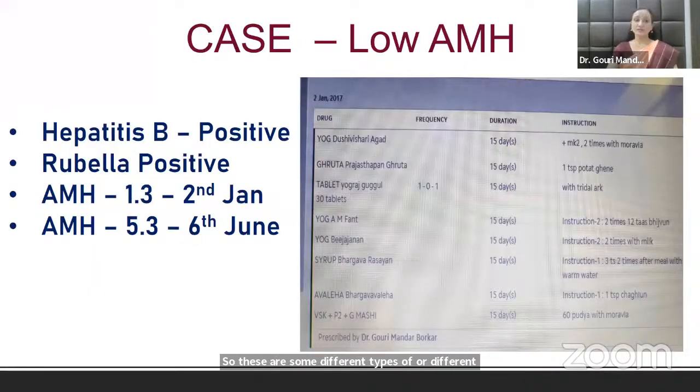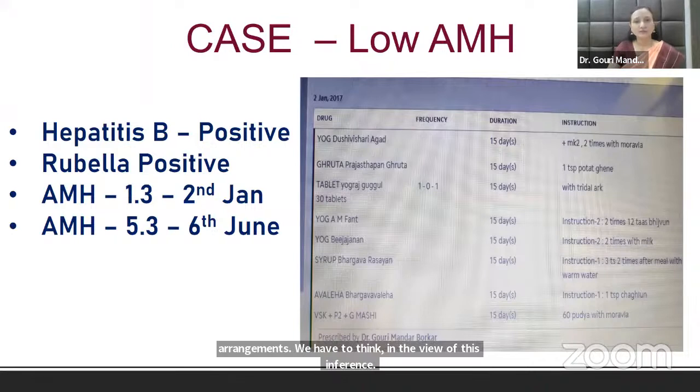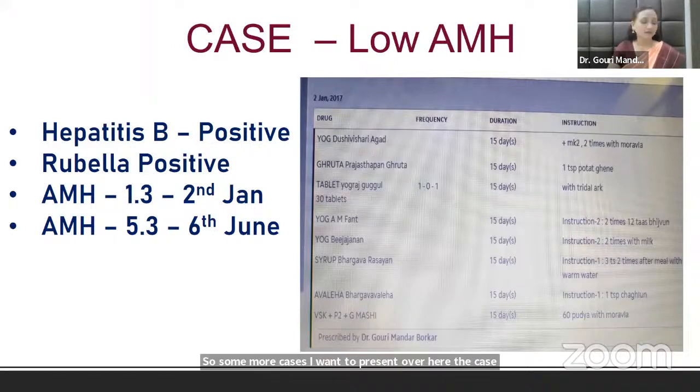So some more cases I want to present over here. The case of low AMH. Nowadays, AMH is the main culprit for conception problems. When the patient is infertile, the AMH is at 50%, because if we consider 100 as the baseline, it is continuously depleting, and at fertile age it is 40%, and when the patient wants to conceive, that is over 25%.